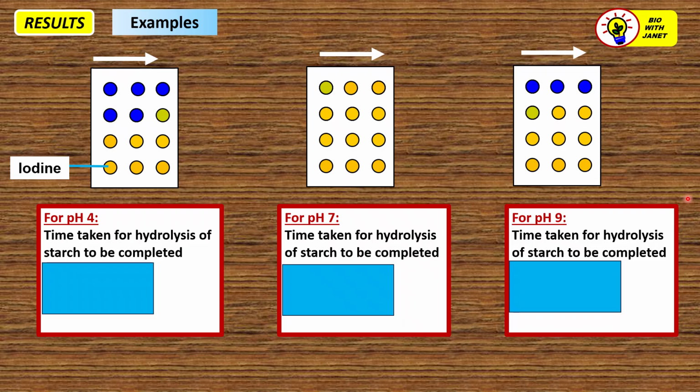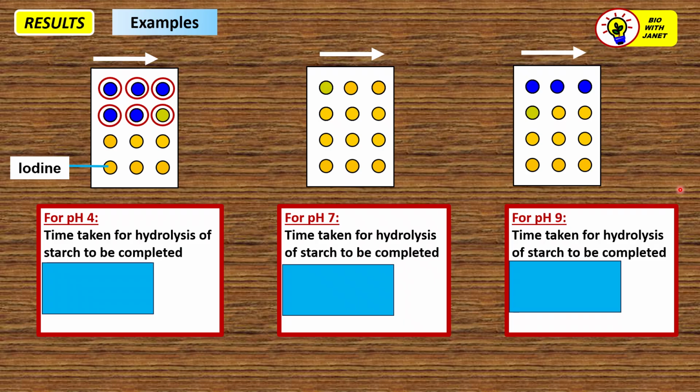Right, so now let's look at the time taken for the hydrolysis of starch to be completed for pH 4. If we go in this direction, this is the first result, after 30 seconds. The next one is after 1 minute, 30 seconds plus 30 seconds. Then 1 minute 30 seconds, 2 minutes, 2 minutes 30 seconds, 3 minutes. Now at 3 minutes, you can see that there's still some bluish coloration. This means that there's still a little bit of starch that has not been digested or hydrolyzed yet.